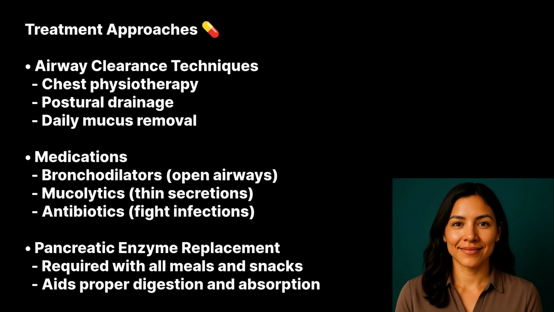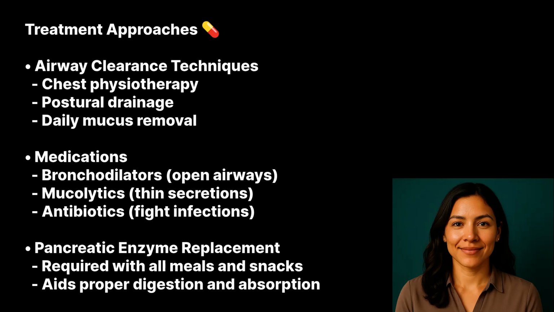Treatment for cystic fibrosis requires a comprehensive, multifaceted approach. Airway clearance techniques, including chest physiotherapy, CPT, and postural drainage, are essential daily treatments to help remove thick mucus from the lungs. CPT uses percussion, vibration, and postural drainage to help loosen and clear the thick mucus from the airways. Medications play a crucial role, including bronchodilators to open airways, mucolytics to thin secretions, and antibiotics to fight frequent infections. Pancreatic enzyme replacement therapy is typically necessary with all meals and snacks to aid in proper digestion and nutrient absorption.